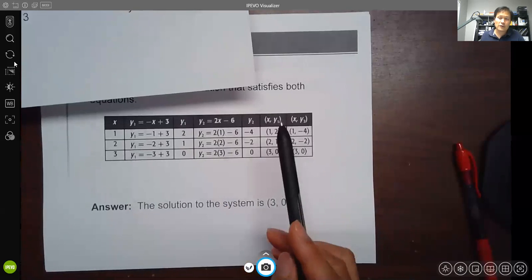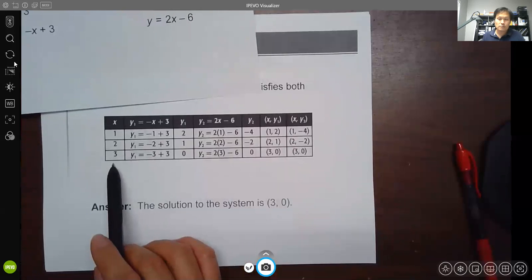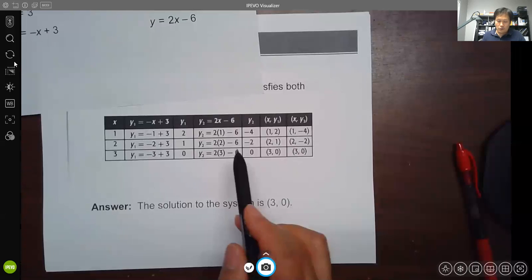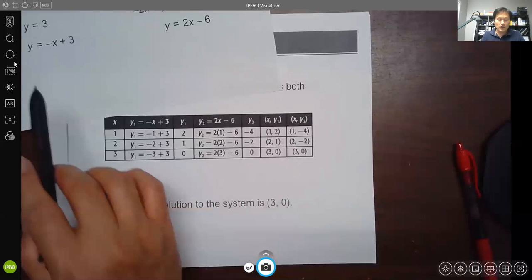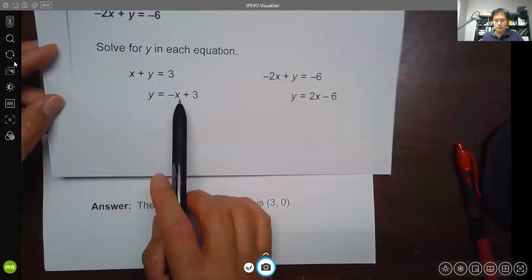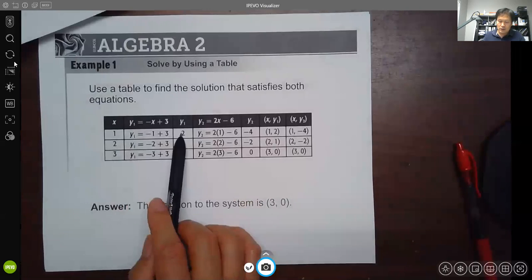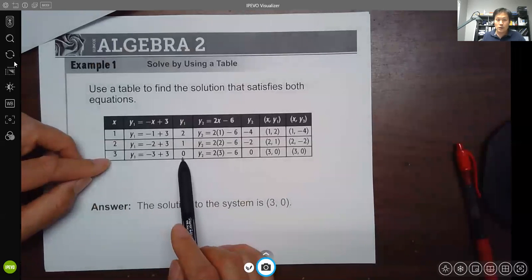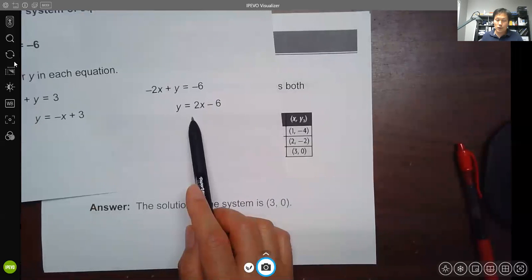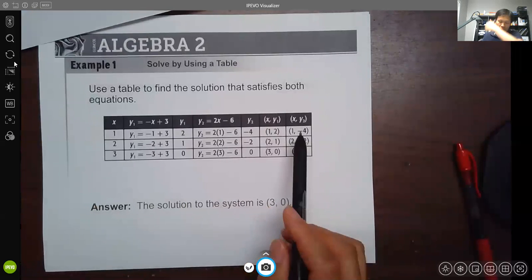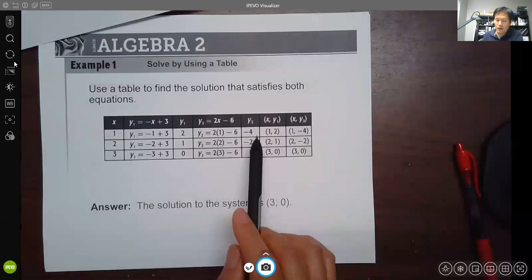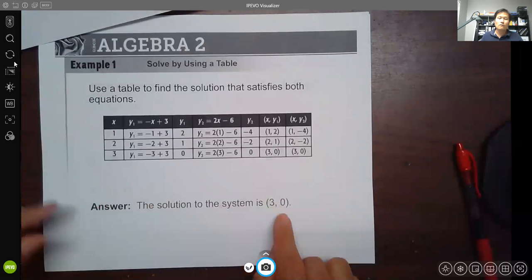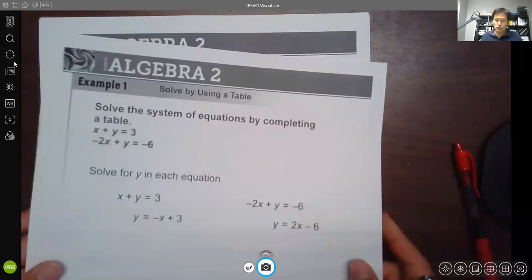They are picking x values 1, 2, 3. You might say, why 1, 2, 3? Well, they just start doing it. Plug it in as an x value and get the y value. Then x value is 2, get the y value, x value is 3, get the y value. You do the same thing for the other equation as well, and try to find the matching y value, which is 0. Very, very inefficient way to do it.